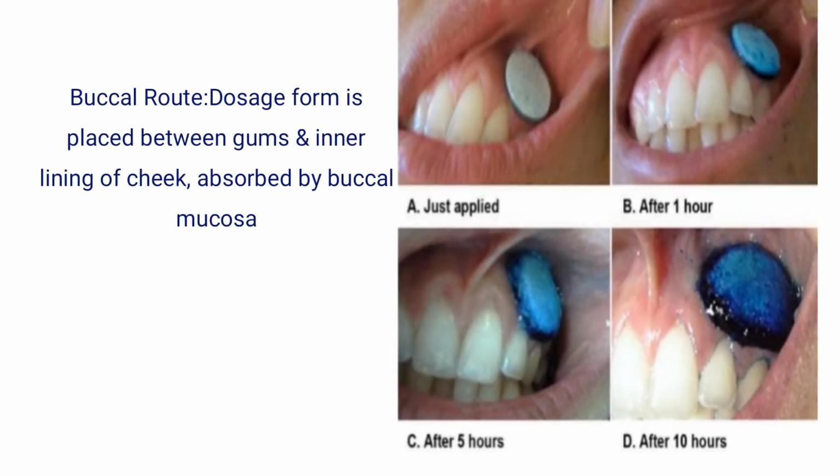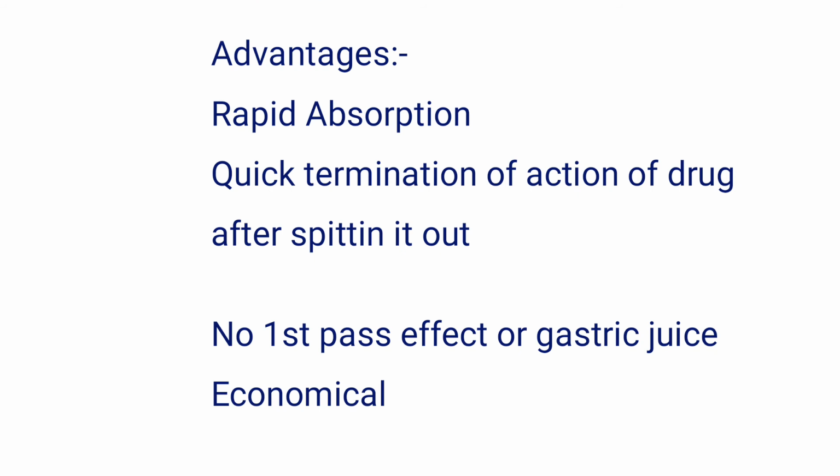isosorbide. In the buccal route, the dosage form is placed between the gums and the inner lining of the cheek and is absorbed by the buccal mucosa into the systemic circulation. Now let's see the advantages of both sublingual and buccal route. The absorption is rapid. We can quickly terminate the action after getting the desired effect by spitting out the drug. The drug directly enters the systemic circulation without the effect of gastric juice and first-pass metabolism, and it is economical.